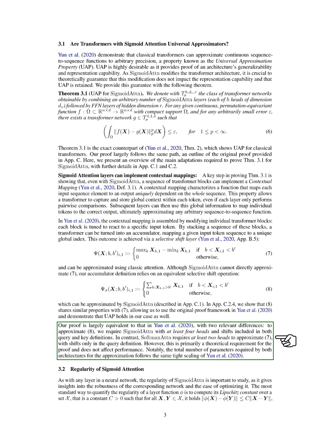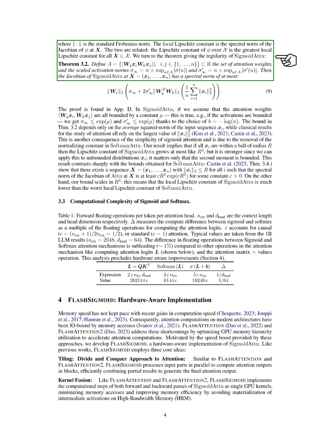Next, we examine the regularity of our sigmoid attention layer, which is essential for understanding the robustness and optimization of the network. We quantify the regularity by calculating the Lipschitz constant over a specific set, which indicates how much the layer function can change. The local Lipschitz constant is determined by the spectral norm of the Jacobian at a given point.